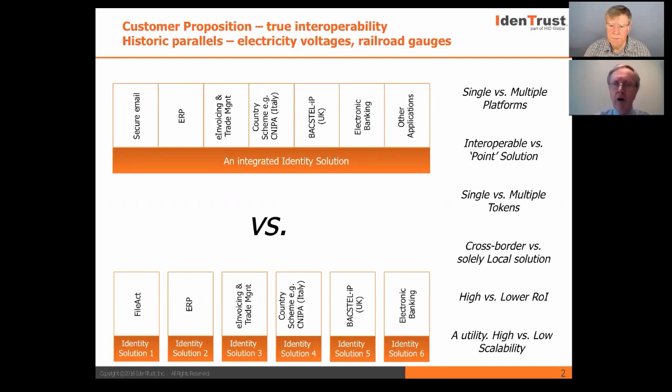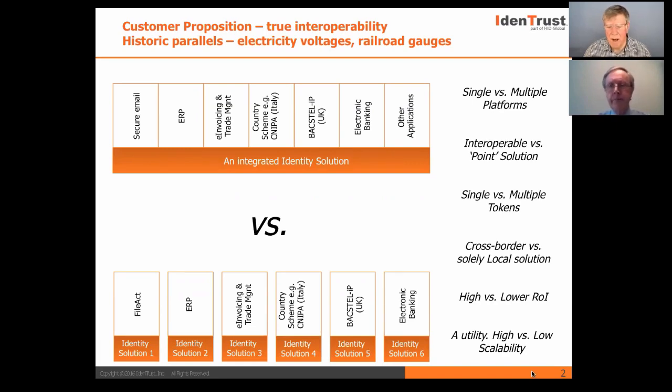The idea of what we're doing at the Trust Network is to actually deliver for the end customer an integrated solution, one where you're reusing the same credential for a whole variety of different applications at the top. Now, in the right-hand side of this slide, you'll see some of the key messages around what this will do. So single versus multiple platforms, interoperable versus point solutions, and a single versus multiple tokens and so on. So this is a very practical solution to a very, very real problem that I think your readership and your clients will be very familiar with.